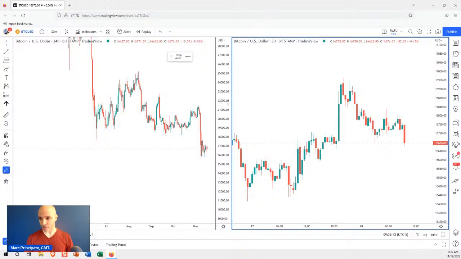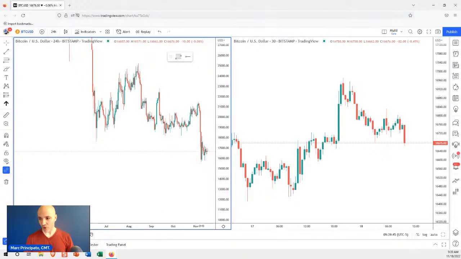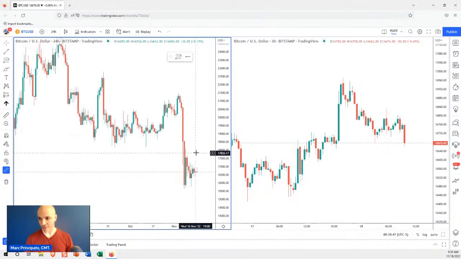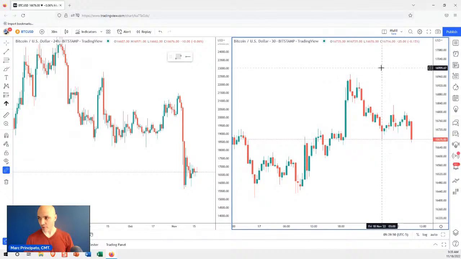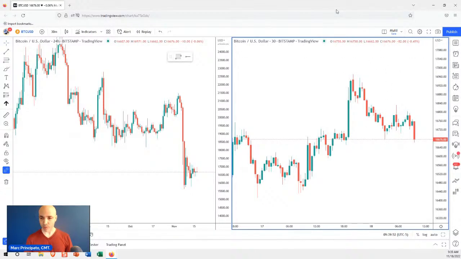Okay, so that's why I have the split screen here, right? We have the larger time frame, the daily chart, and then we have the smaller time frame, where we're going to look for our setups and see if we can spot something while the market is doing its thing. Okay, so that being said, let's get this thing started.